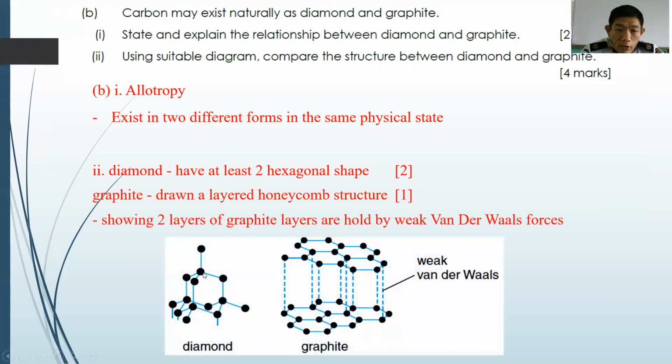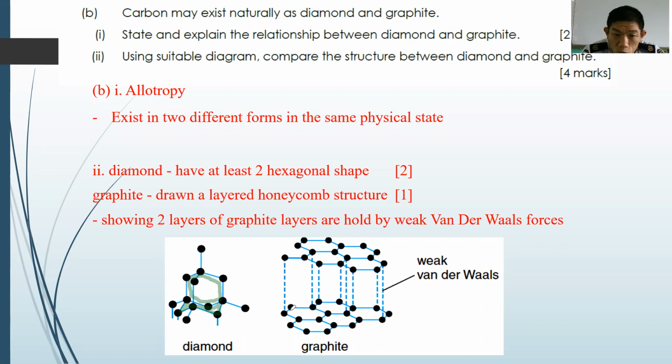Okay, so this is the structure of the diamond. Inside here, you have to try your best to draw out the hexagonal shapes. So where are the hexagonal shapes? If you look carefully, this is the first hexagonal shape inside the diamond. Okay, so where is the second hexagonal shape? The second hexagonal shape is here. Do you notice carefully? So this is the hexagonal shape. So you have to draw these two hexagonal shapes in order to score the 2 marks inside the diamond.